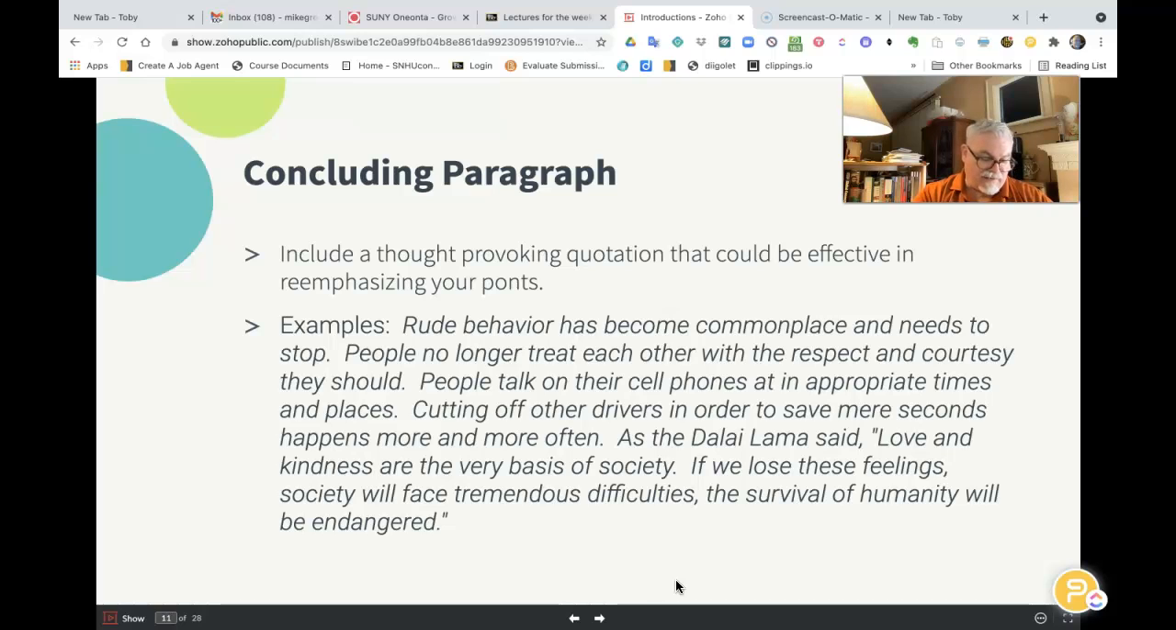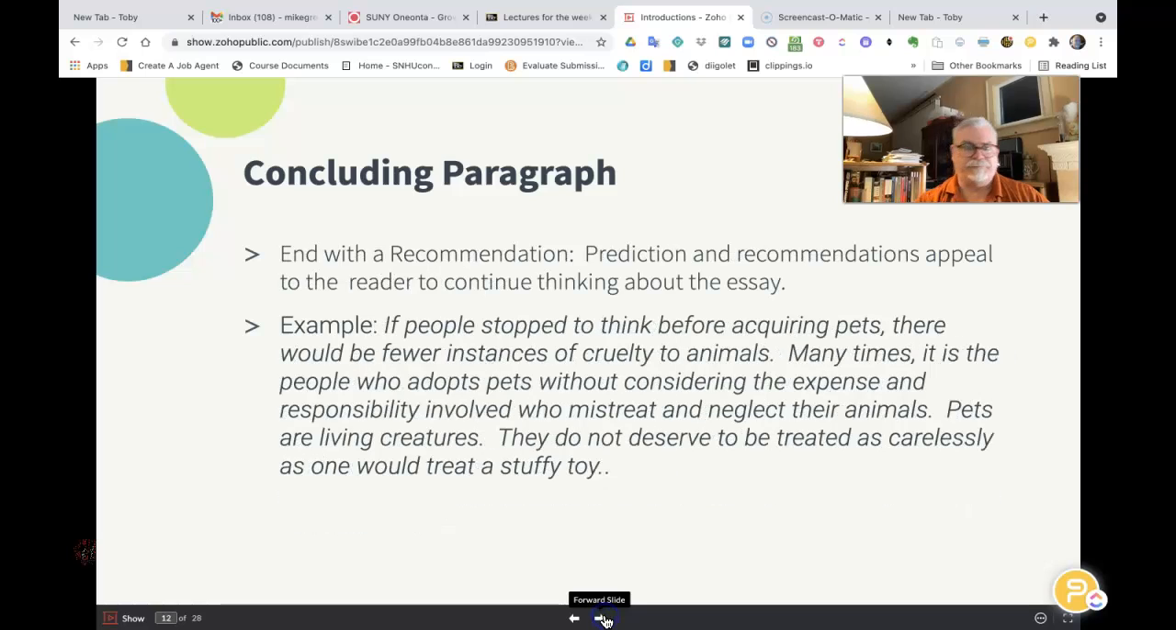And so, as the Dalai Lama said, love and kindness are the very basis of society. If we lose these feelings, society will face tremendous difficulties. The survival of humanity will be endangered. Kind of a nice little quotation to sort of round off that, look, this is rude behavior. We have to stop it. This is one way, another way to do that. But again, it has to be important and effective, but also it has to be a relevant quote. It can't just be any old quote, you know.